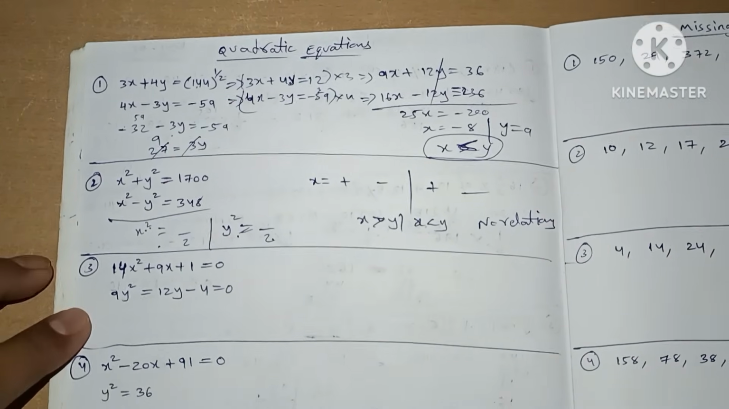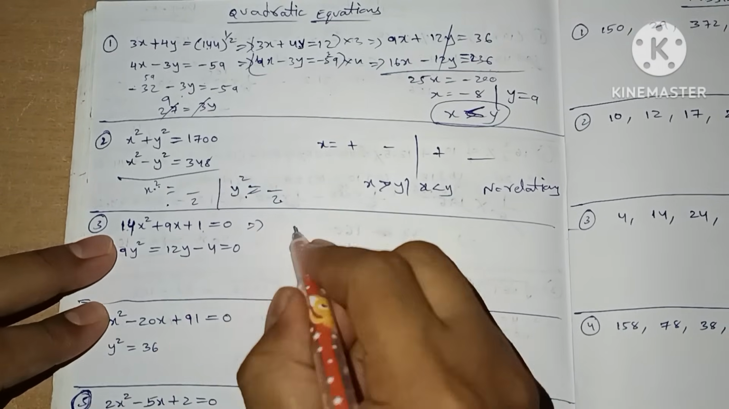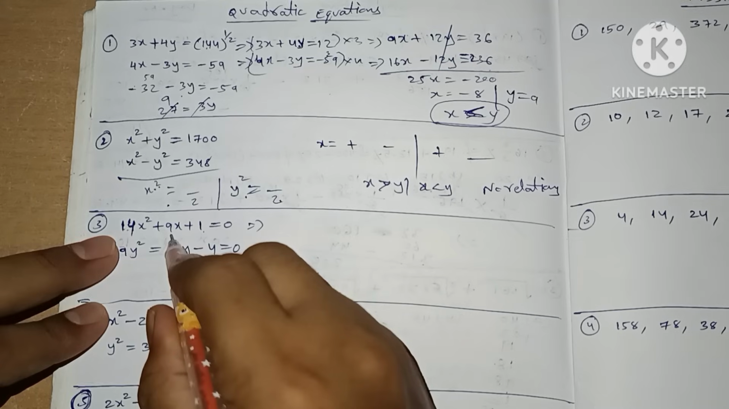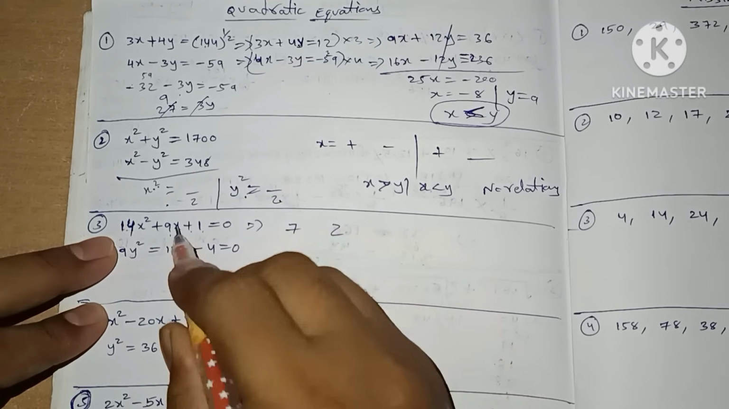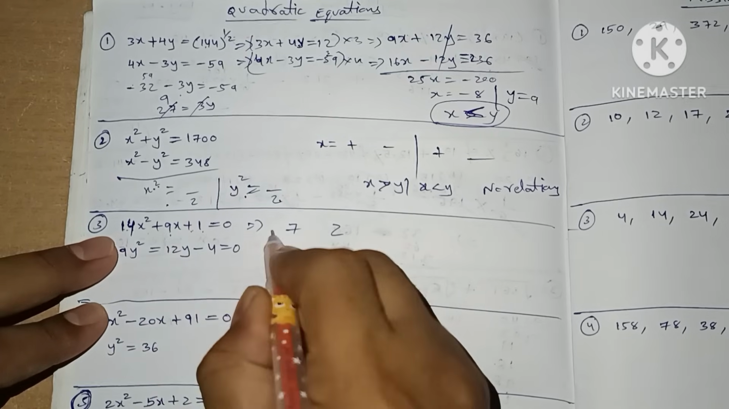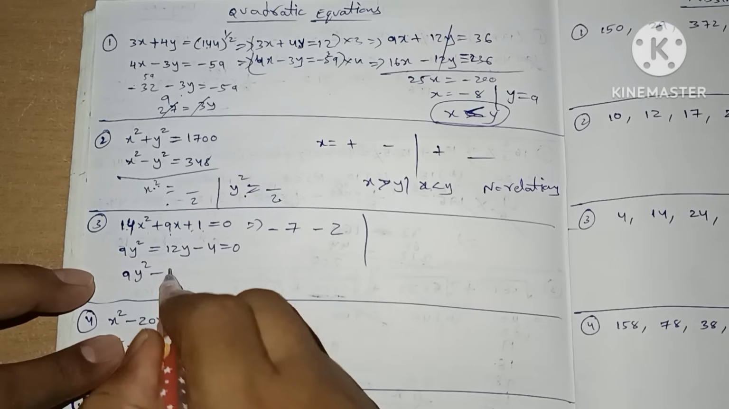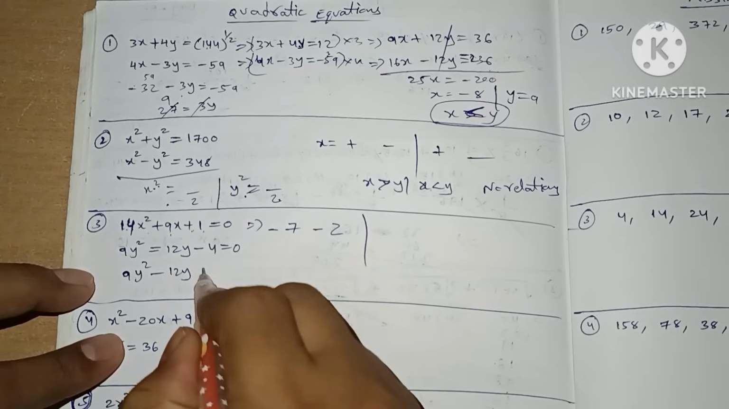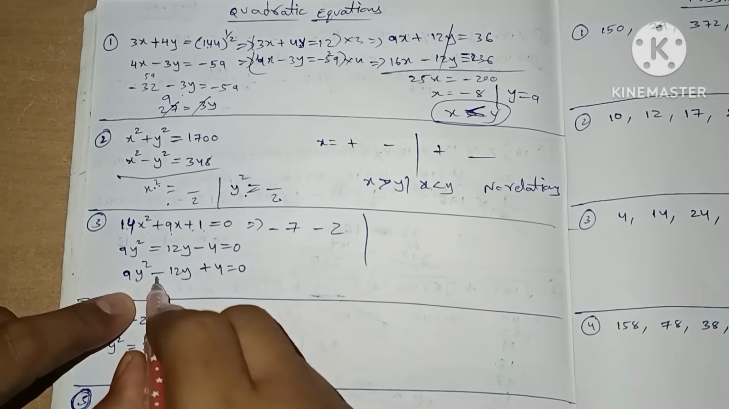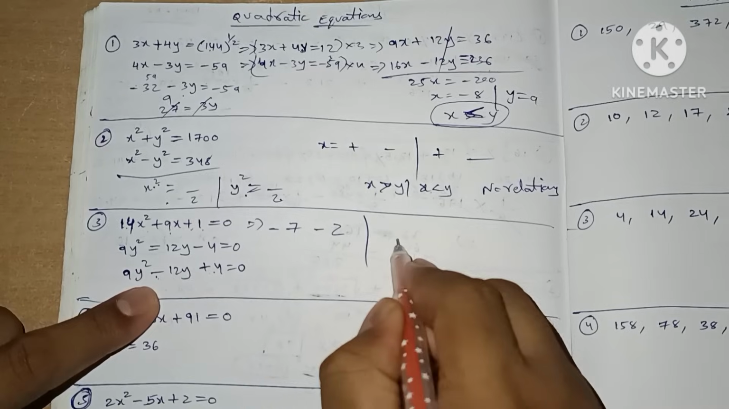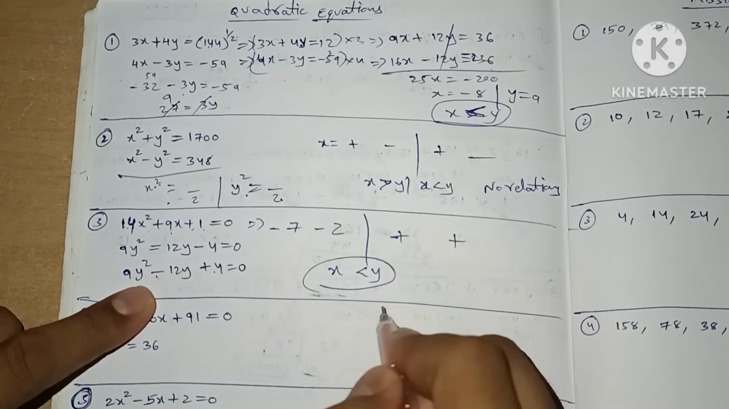Okay, next third question. Here we see 14 one times is 14. We need to get 9 by adding those two roots. 7 two times is 14, and we got 9 by adding those two. Plus and plus means both the roots are in negative. Here we have 9y square minus 12y plus 4 equals to 0. Here it is clear that the root signs, here we have minus and plus means the root signs are in a positive. Now by comparing these two, it is clear that x is less than y.